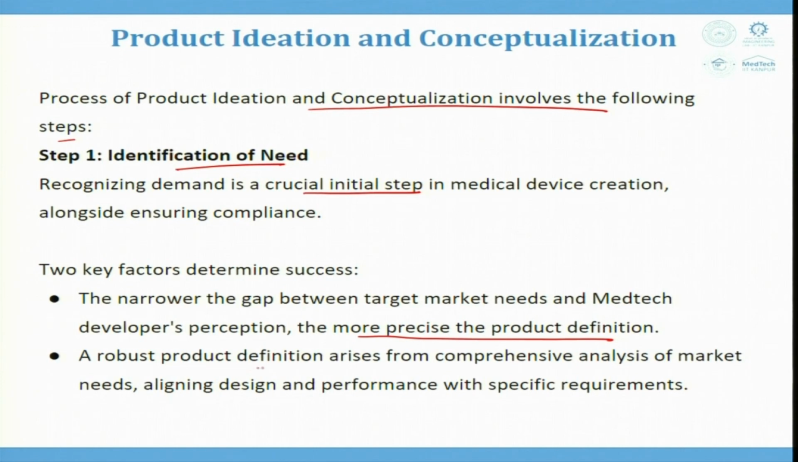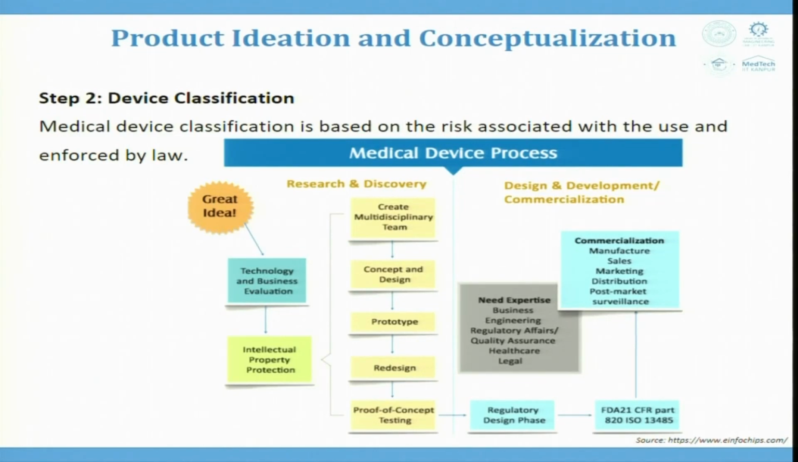The robust product definition arises from comprehensive analysis of the market and aligning design and performance with specification requirements. The medical device product definition involves articulating design and intended performance to fulfill a particular requirement, for which device classification was discussed. Medical device classification is based on the risk associated with the use and it is enforced by law. So, medical device processes could be any research and discovery, design and development, commercialization. There are many parts of it.